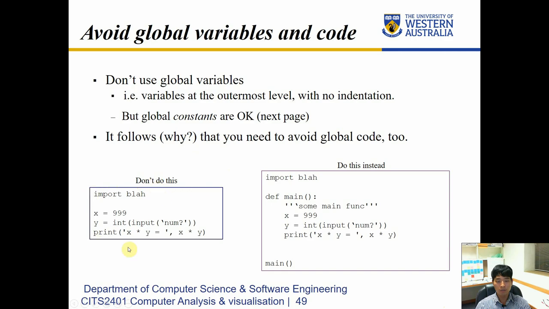So here's the example, import blah, and then we have x equals 999, y equals blah. So this will compile fine. You can use this. However, in terms of style, you shouldn't be writing this. Instead, you can rewrite it like this. So we chuck them into a function. We give it a doc string, which is a description of the function, and then call the function at the end, okay?